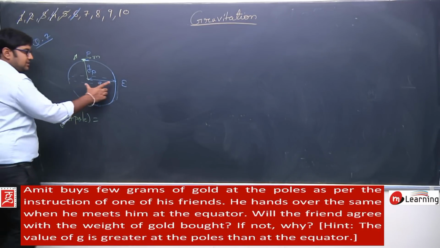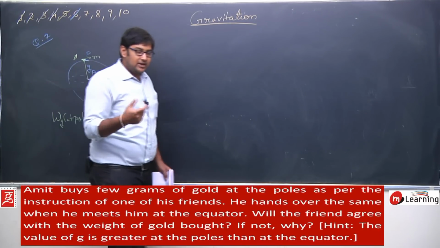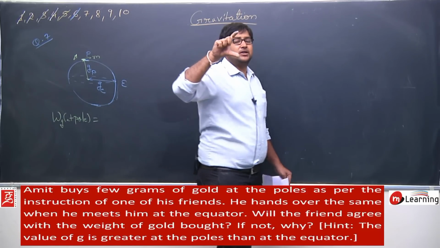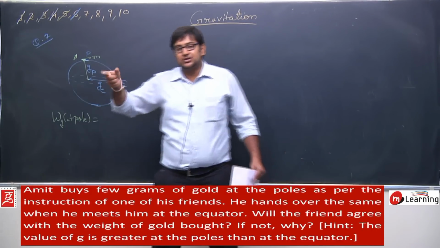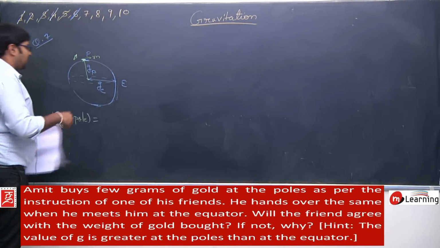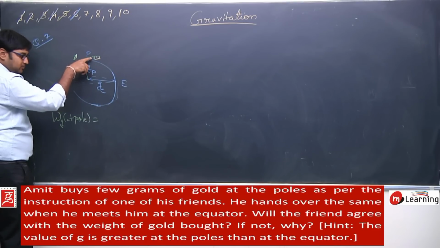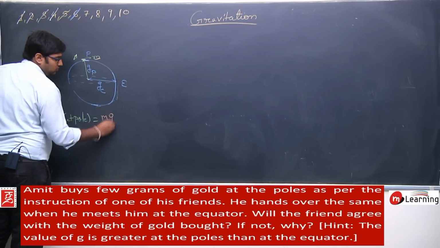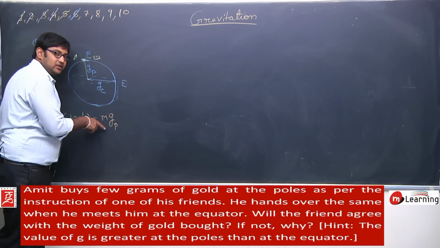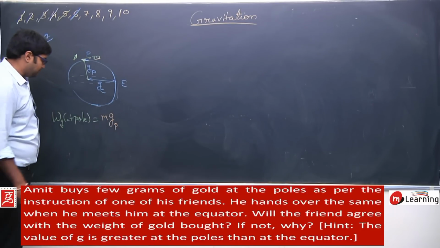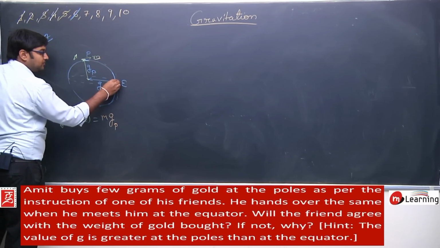The earth is not a perfect sphere, it's pressed. It's pressed at the poles and it is bulging out at the equator. So that's why, if Amit buys some gold at this point of mass m, the weight of gold at this point would be mass into acceleration due to gravity, and acceleration due to gravity we have considered as Gp.